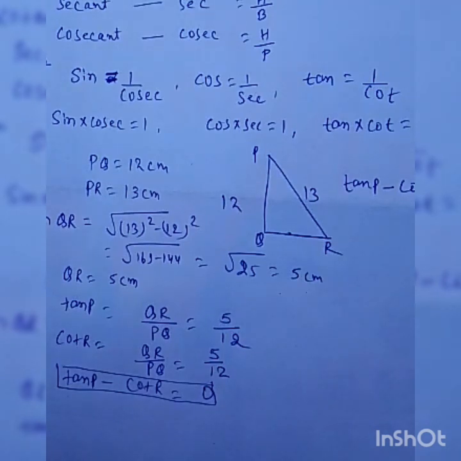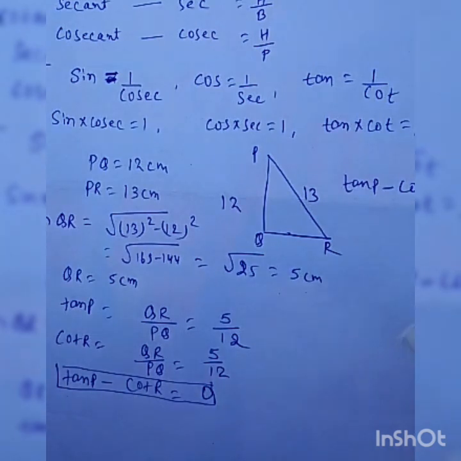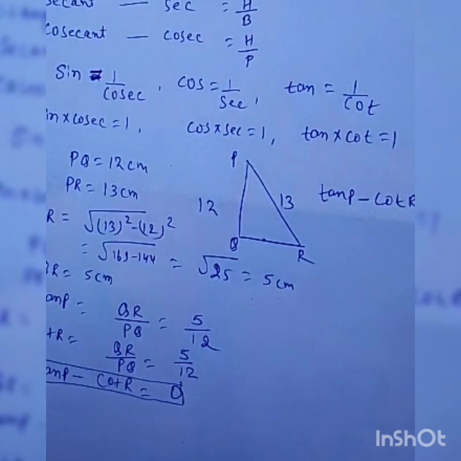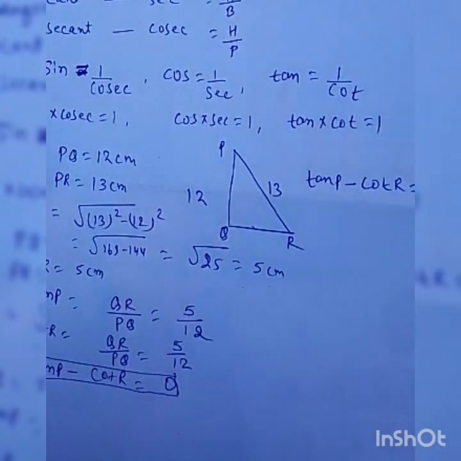Let's take an example. In question number 2 of the first exercise of your textbook, it is given that PQR is a right angle triangle, right angle at Q, and PQ is equal to 12, PR is equal to 13. Then find tan P minus cot R.